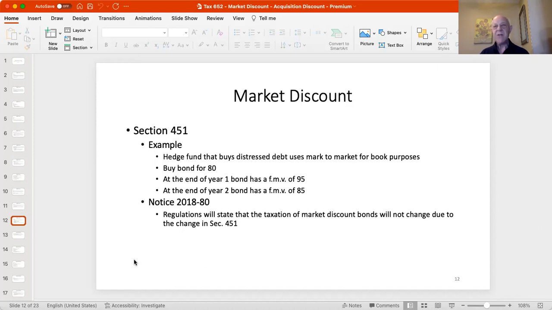And so the IRS in 2018 came out with a notice and said, by the way, when we write regulations, we're going to make clear that the taxation of market discount bonds will not change due to this change in 451. So even though the legislative history made it sound like these rules were going to apply to market discount bonds, the IRS changed their mind and said, don't worry about it. We're not going to apply these rules to market discount bonds. So nothing has changed. So we could just disregard section 451 when it comes to market discount bonds.